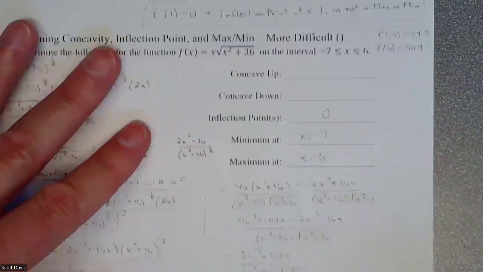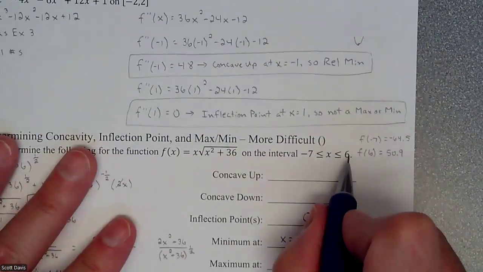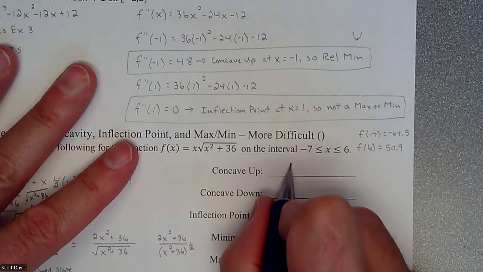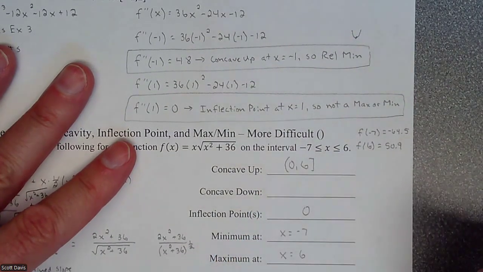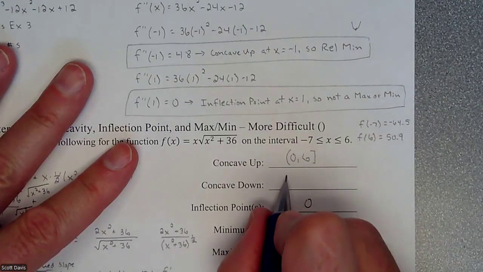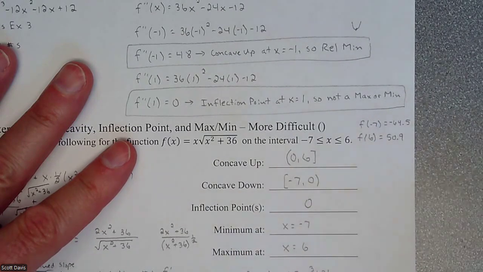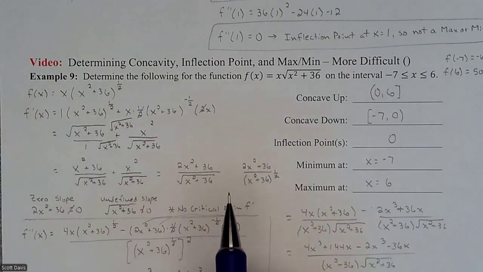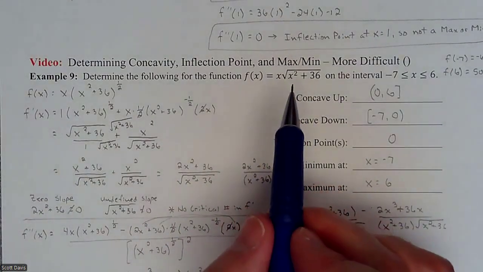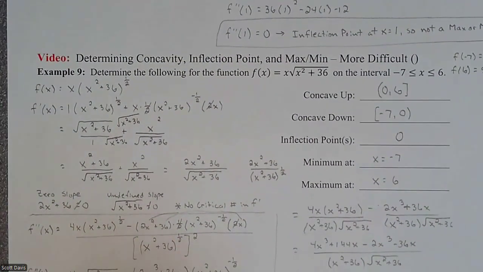And we have concave up from 0 to 6, because that cuts off our graph. We won't include that. We will include the endpoint. And then concave down is the other side, -7 to 0. All right. So that was a whole lot of work to try to figure out all of our concavities. Really, it just stemmed from the fact that we had a complex problem. So that was concavity, inflection points, maxes and mins on a product rule.